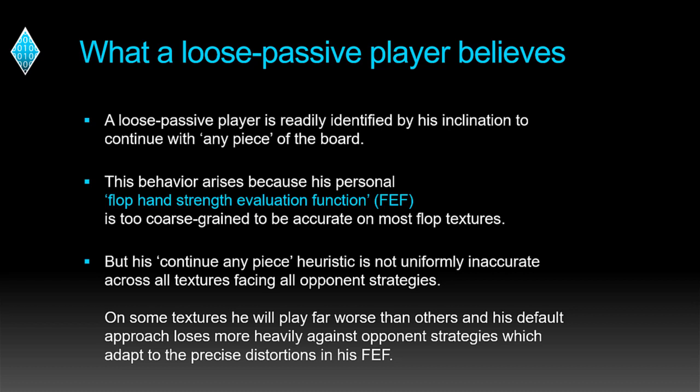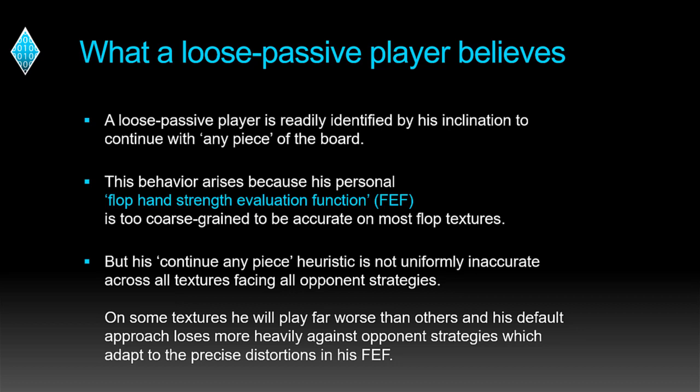His continue-any-piece heuristic is not going to be uniformly inaccurate across all textures facing all opponent strategies. So on some textures he's going to play far worse than others, and his default approach is also going to lose more heavily against opponent strategies which adapt to the precise distortions in his flop evaluation function. So we're going to look at a couple of specific scenarios here, but before we do that, I want to delve a little more deeply into what I mean by the fact that his default approach can lose more heavily against certain opponent strategies, and that he's going to play far worse on some flop textures.